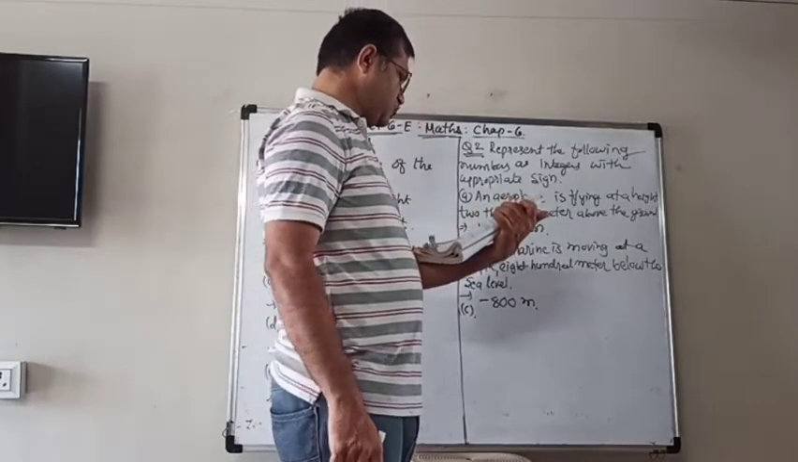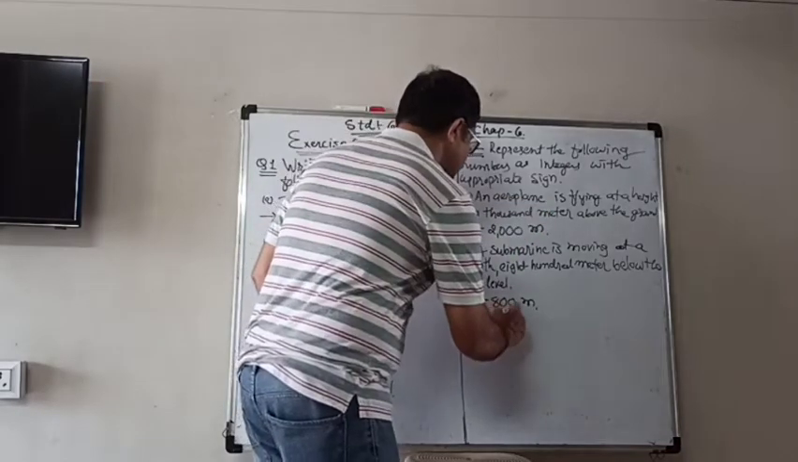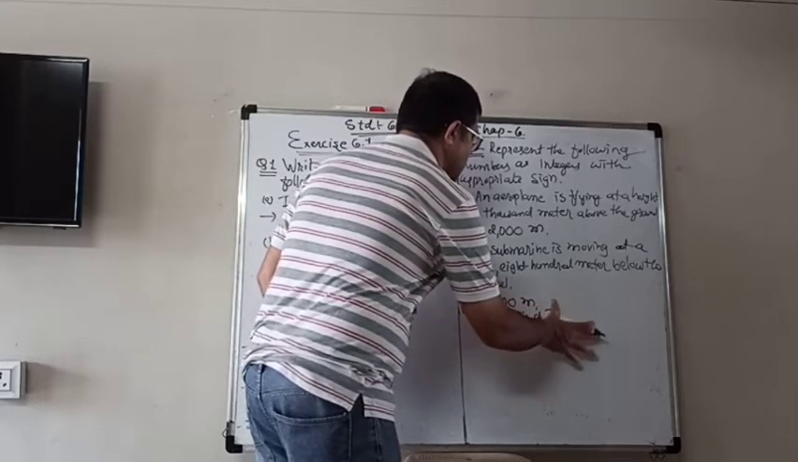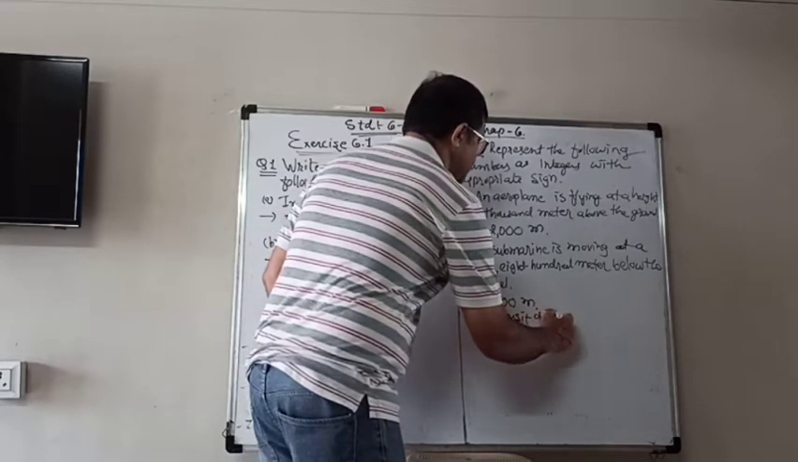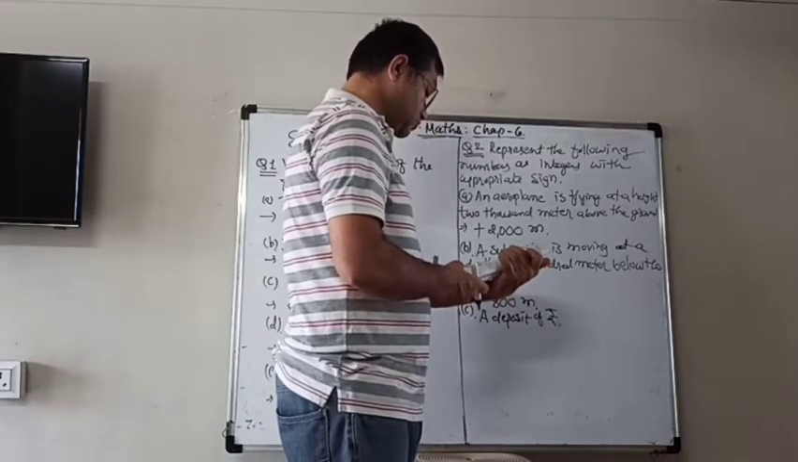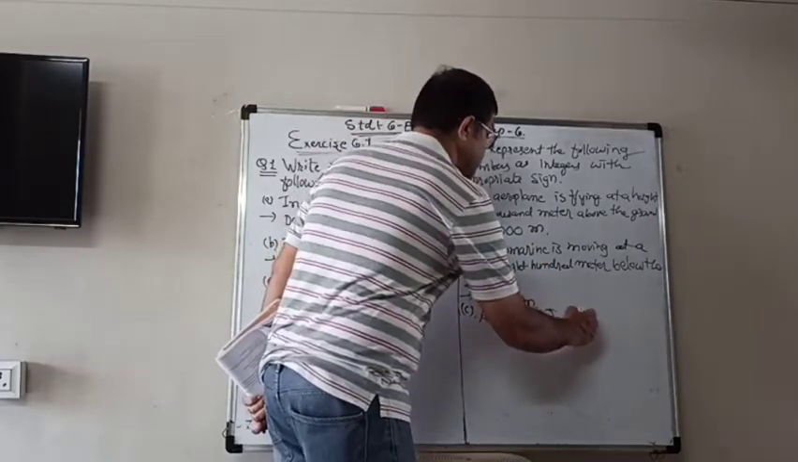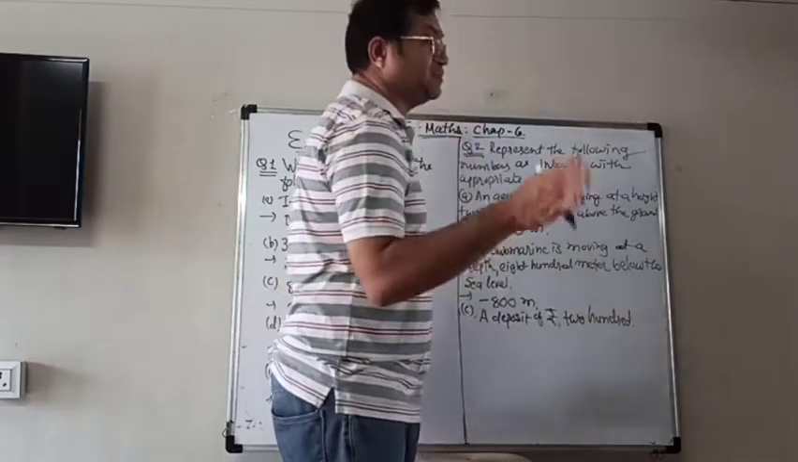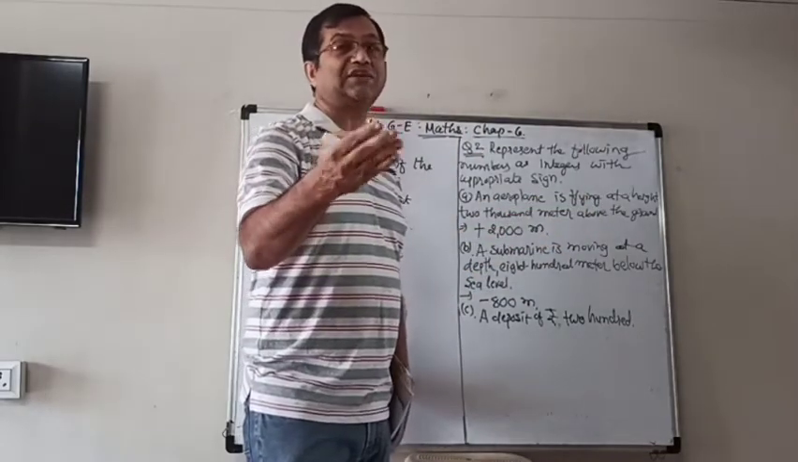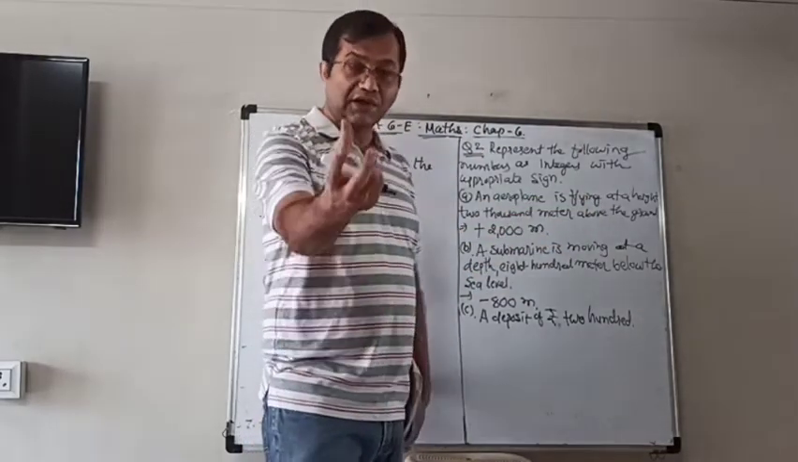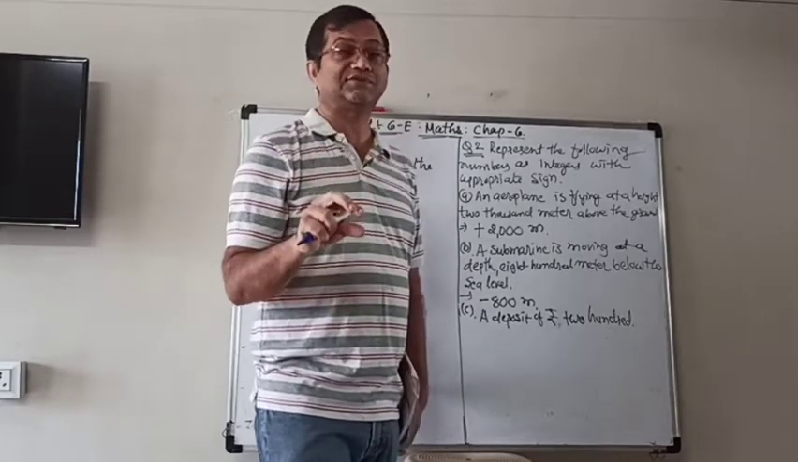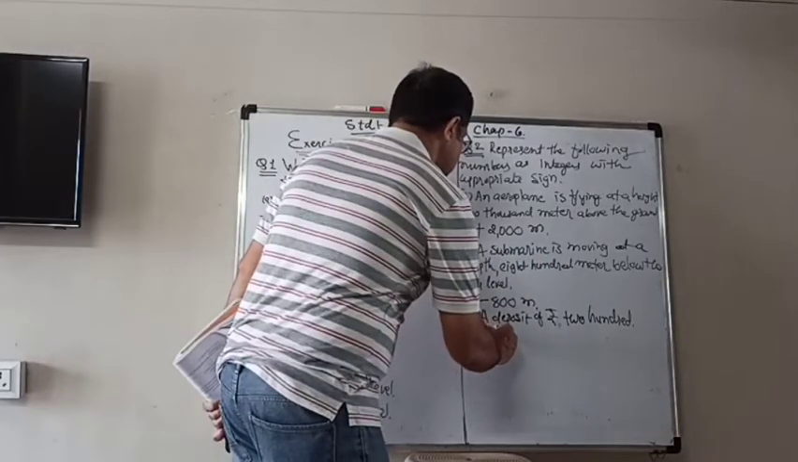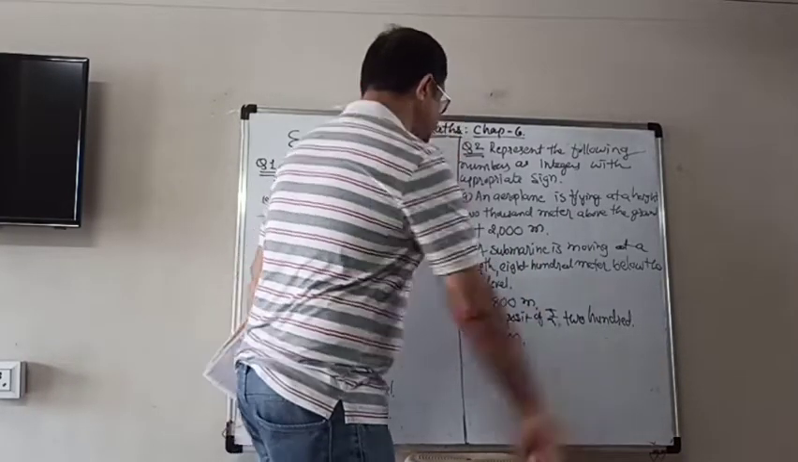Third one, a deposit of rupees 200. I also explained to you that when you deposit money in your bank, it is taken as positive, and if you withdraw the money, it will be minus. So here, deposit means plus rupees 200.